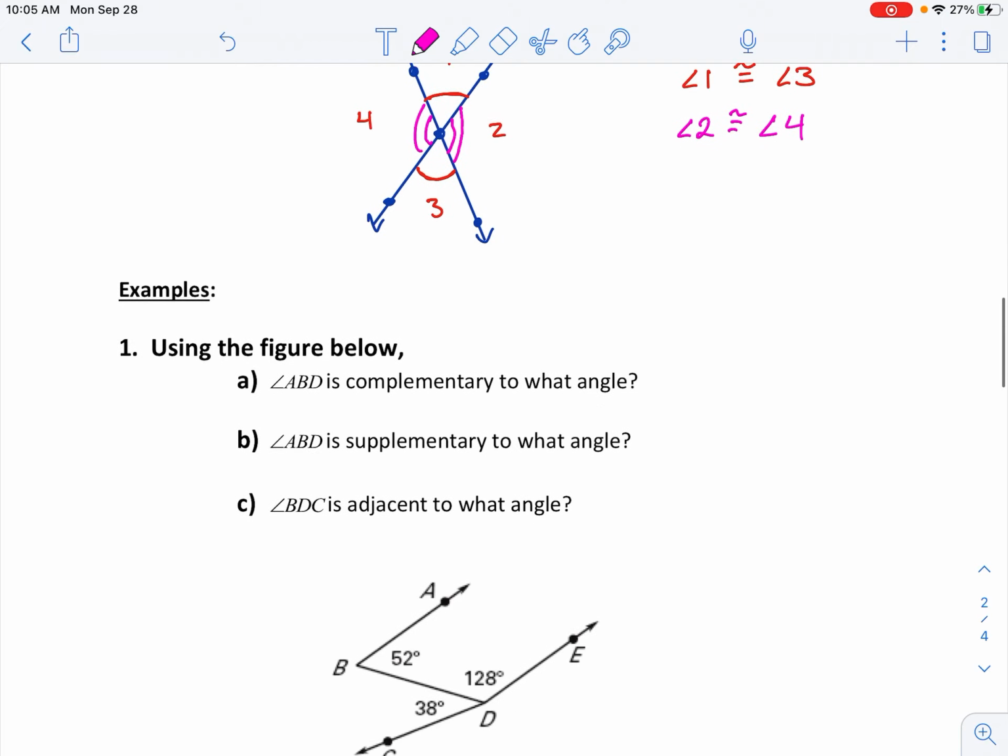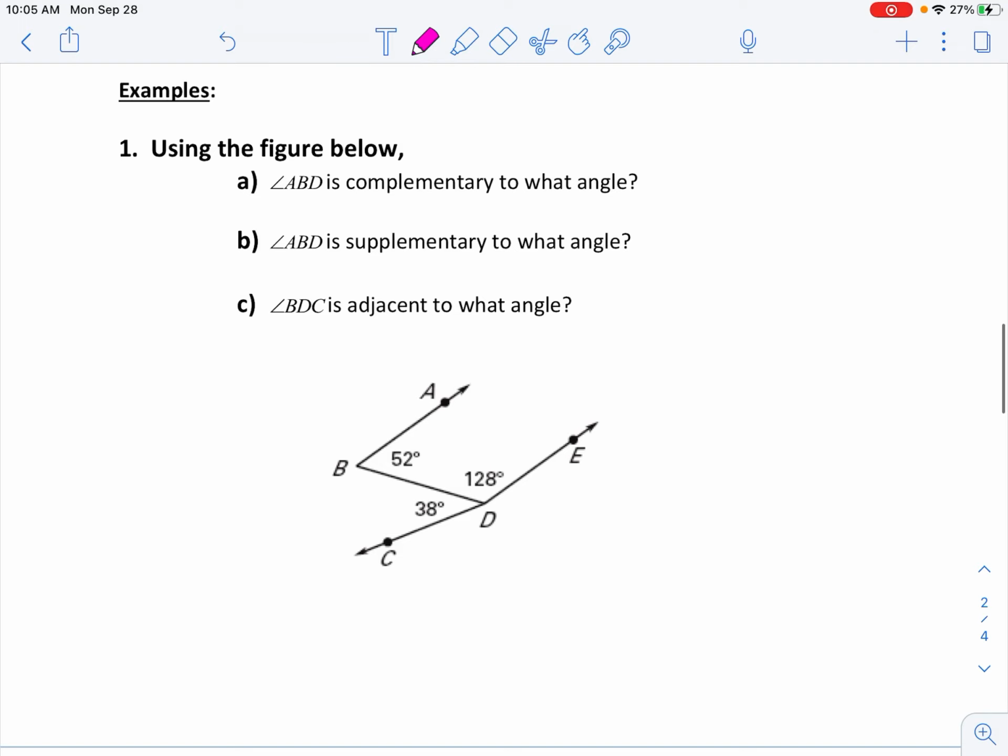So let's look at some examples. We've got a figure below. It says angle AB, and what we want to do is answer these prompts. It says angle ABD is complementary to what angle? So before we do anything, complementary means it equals 90 degrees. The two angles add up to equal 90 degrees.